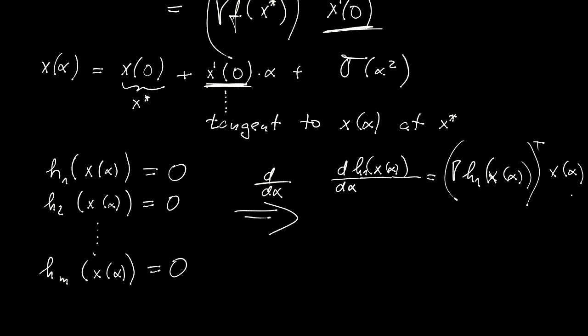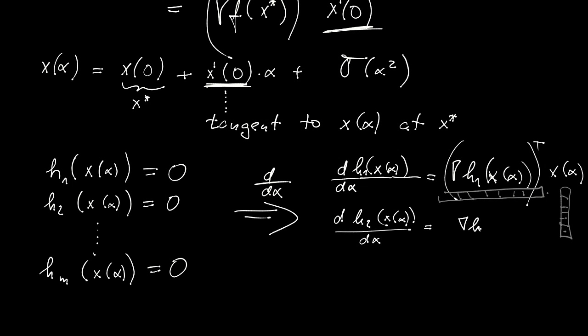Once again, I hope that this is clear, that this guy over here is a row vector, this guy over here is a column vector. And I can proceed for all other terms as well. The derivative of h2 of x of alpha with respect to alpha is equal to the gradient of h2 of x of alpha transpose times x prime of alpha, and so on.